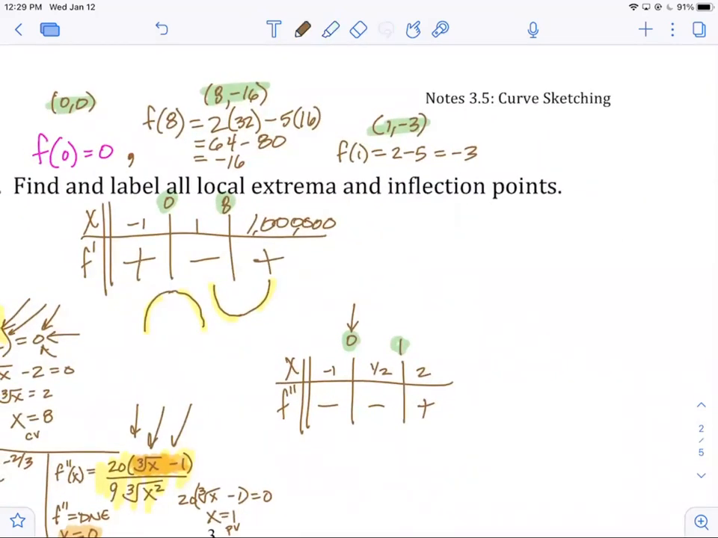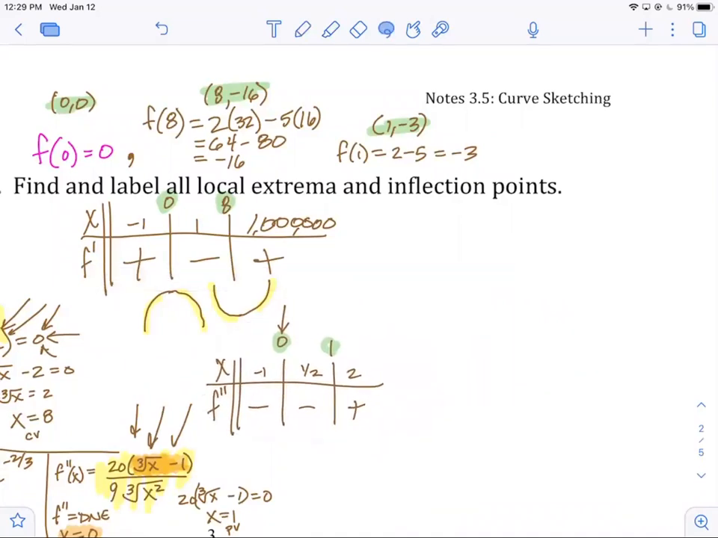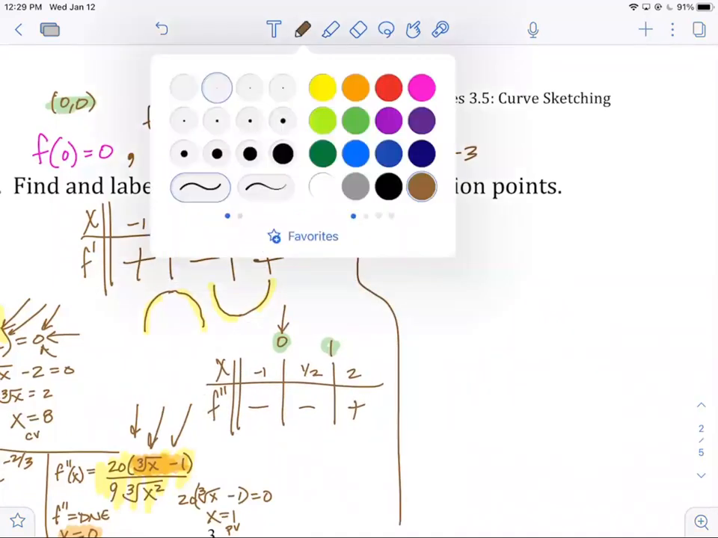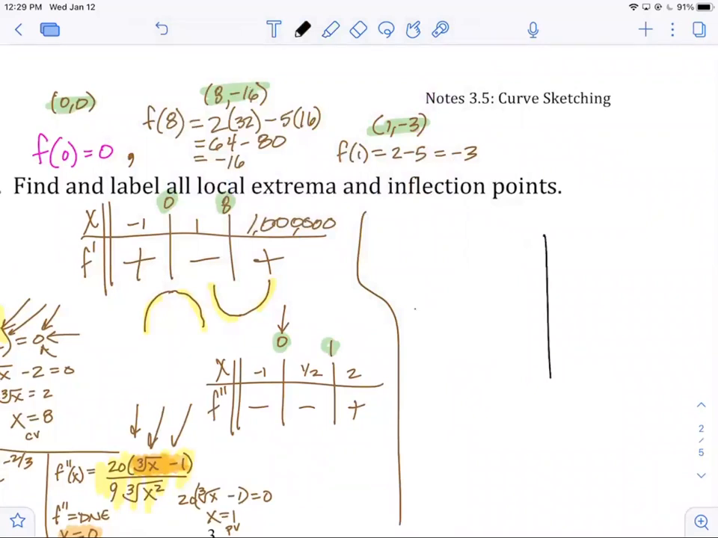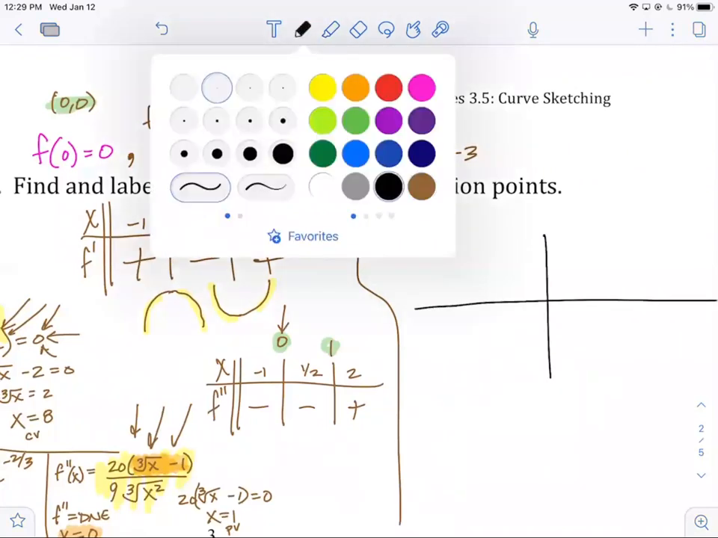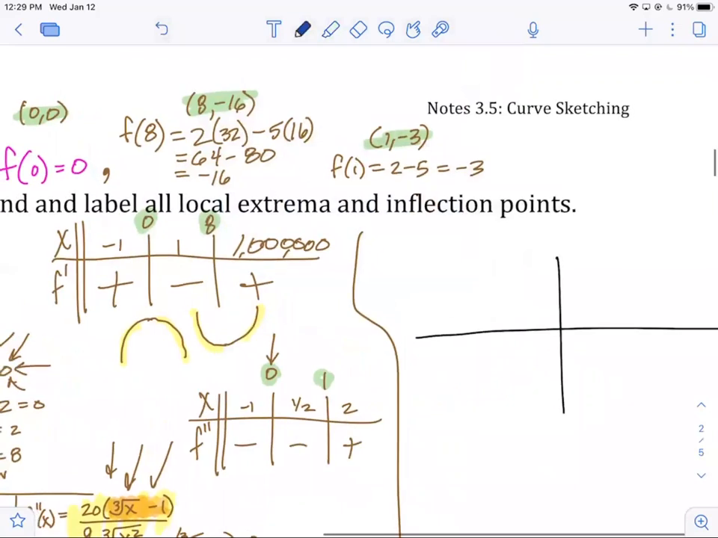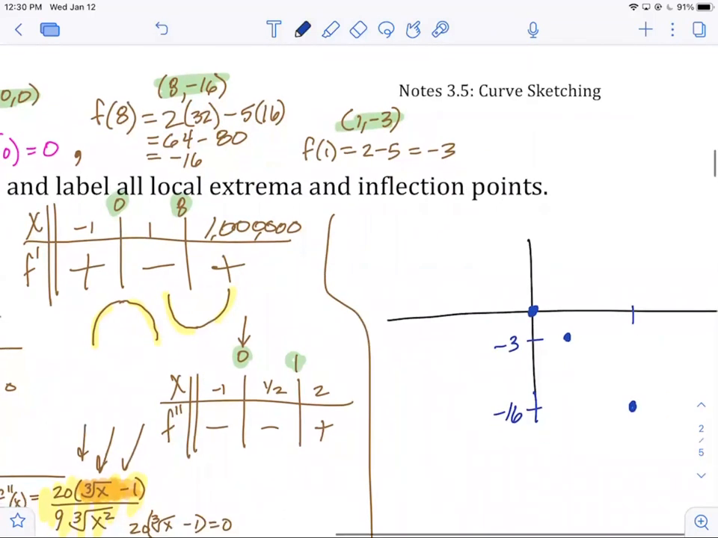So now we come off to the side. All of our information is there and we sketch it. So let's see, we need a y-axis, we need an x-axis. Let's go ahead and plot the points here. 0, 0, got it. 8, negative 16. So I'm just going to say that's down here. And then the point 1, negative 3, which I'll just say is right here. So I'll say this is negative 3 and this is negative 16. So not drawn to scale, but it is labeled.